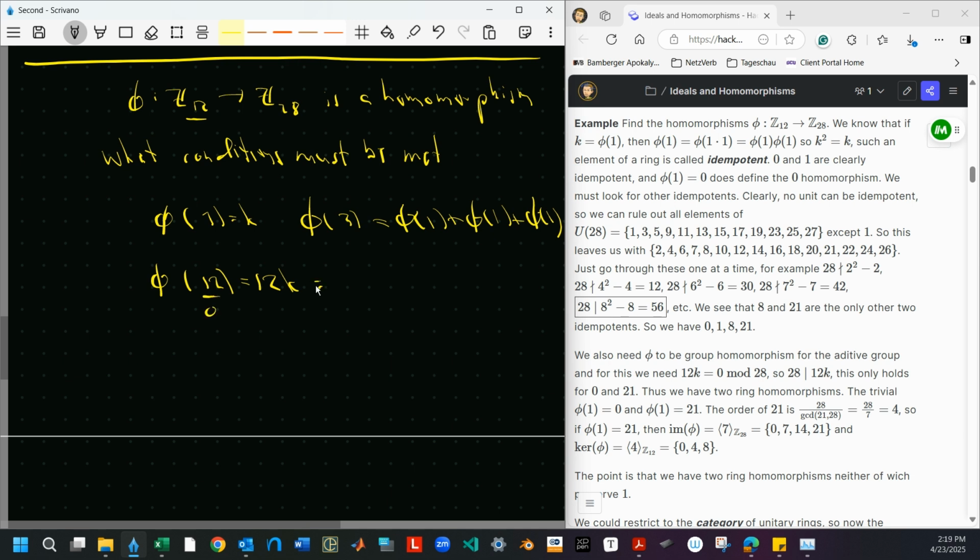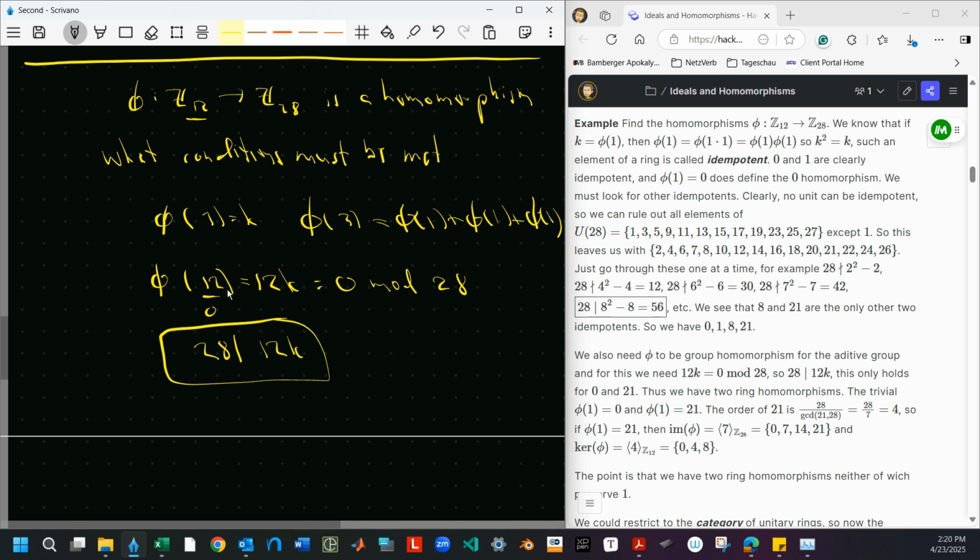So it's got to go to 0, right? Because phi of 0 has to be 0. So this has to equal 0 mod 28, right? So our condition then was that 28 has to divide 12k, right? So that was the condition.